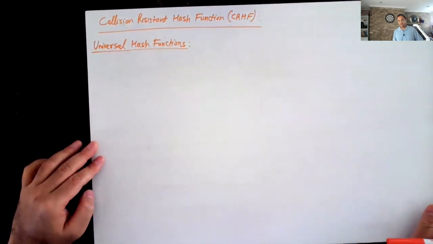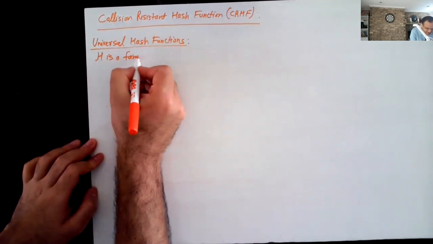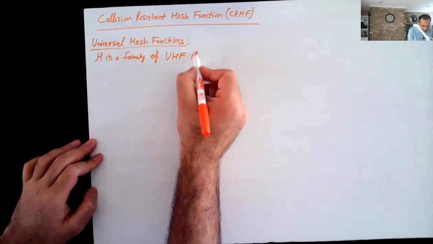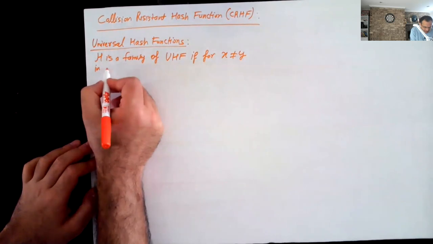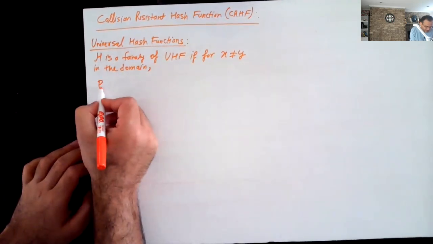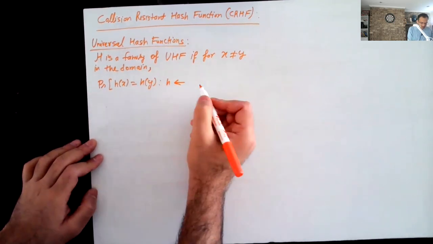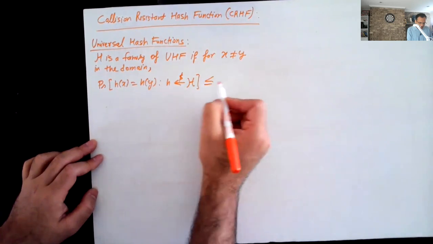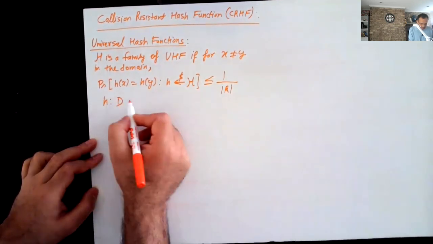Typically when you define a hash function, you define a family of hash functions. So you'll say that H is a family of universal hash functions if for every x not equal to y in the domain of inputs, the probability of h(x) being equal to h(y), such that h is sampled from this family, must be less than or equal to 1 over the size of the range, where h goes from the domain to the range.